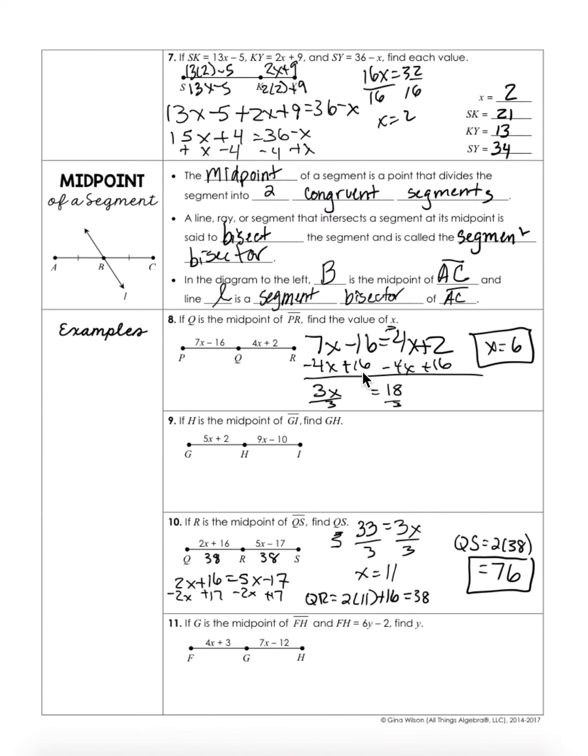All right, number 11 is a little bit different because if you see, we've got X's in our picture, but we're supposed to find Y. So what I'm going to do is first find X by setting these equal. Midpoint means that these have to be equal. These little slashy things, we didn't talk about this earlier, are called congruent marks, and they show that FG is equal to GH. So I'm going to put 4x plus 3 equals 7x minus 12, and I'm going to solve that.